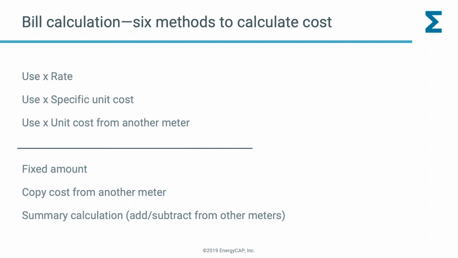You can also copy cost from another meter. You can also do a similar summary calculation, just like you can on the use side. It's also available on the cost side, where you can add or subtract multiple meters or meter groups together to create a new value in the system. As with bill splits, all of these blue items are brand new features that we've added as part of our chargeback features in EnergyCAP version 7.